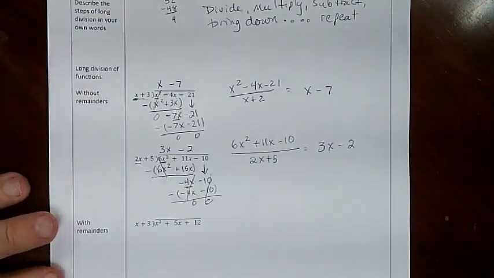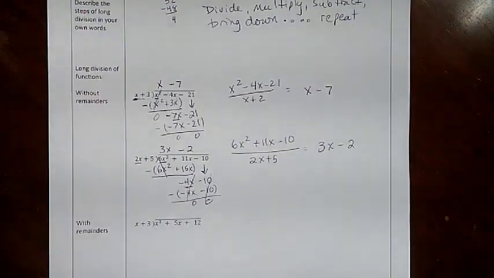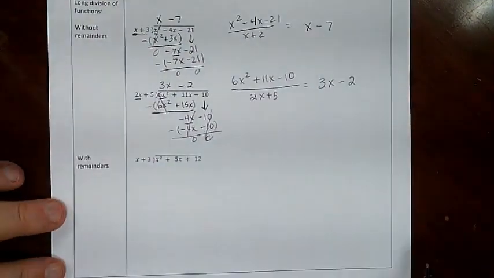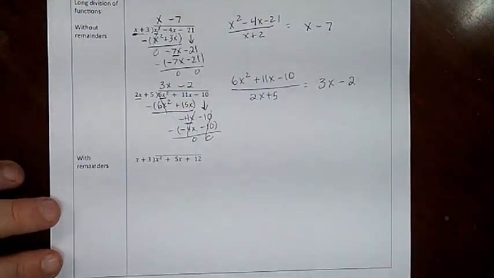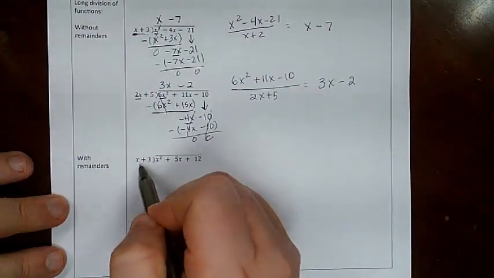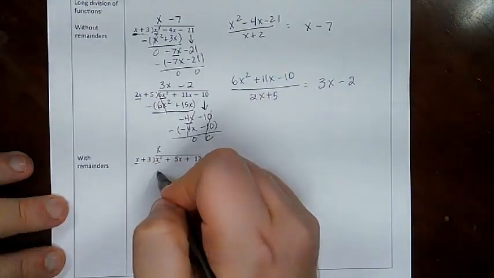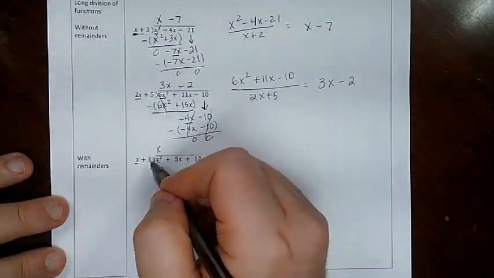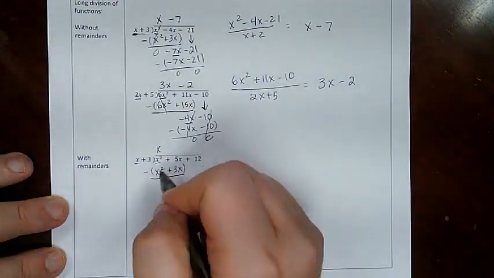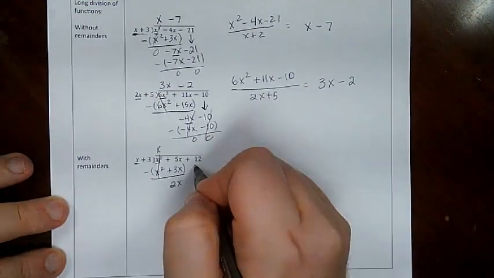Now, just like when we are dividing numbers, we sometimes end up with remainders. So you'll see in this next example that we are going to have a remainder, but I'm going to treat it the same way, and we'll talk about how to write remainders later. So I want to know what times x is going to give me x squared. That is x. X times x is x squared. X times 3 is 3x. I do my subtraction. I get 0 and 2x. Bring down the plus 12.